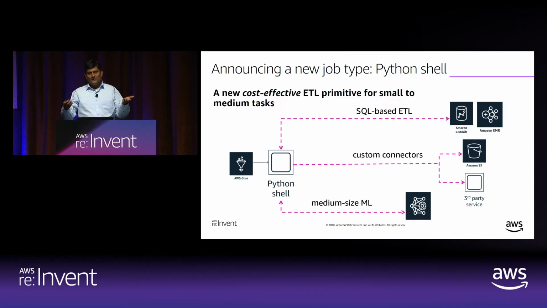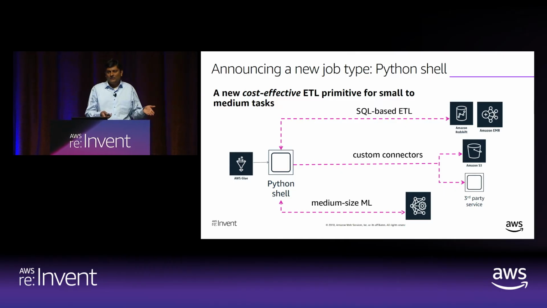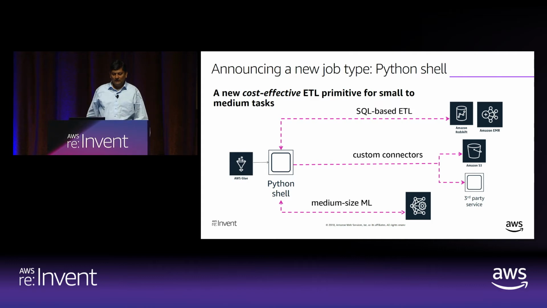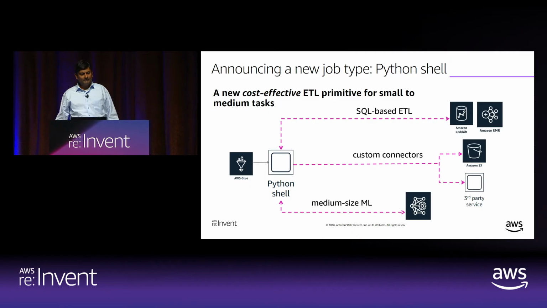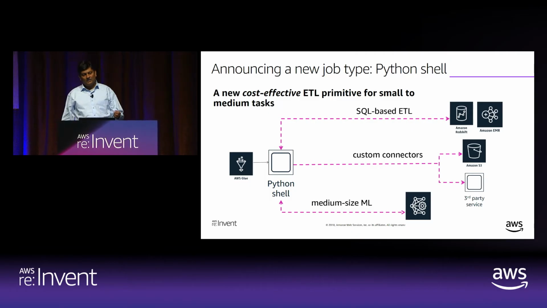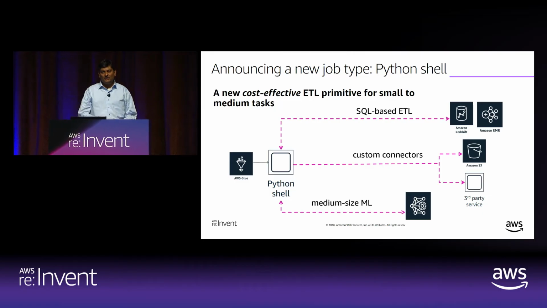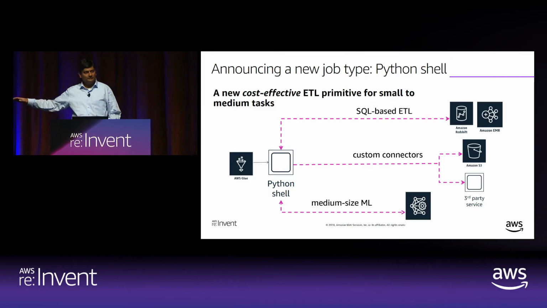So we said, why don't we give you something where you don't actually have to pay for the cost of a cluster, even though it's not doing anything for you. So instead, we're just giving you a Python shell. It's a new job type. It's a new cost-effective ETL primitive for small to medium-sized tasks where a cluster is just overkill. Okay?